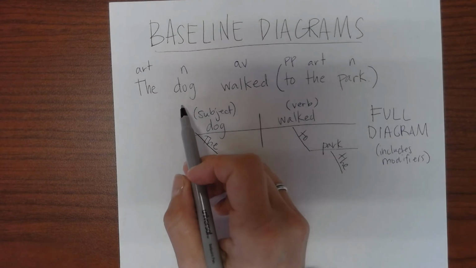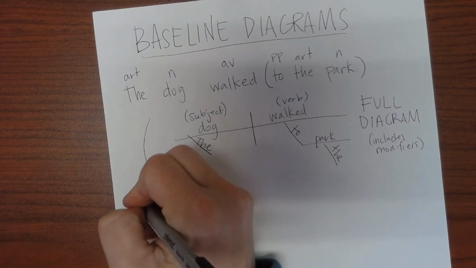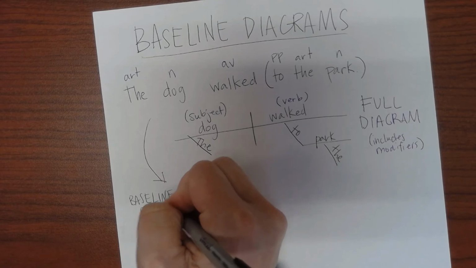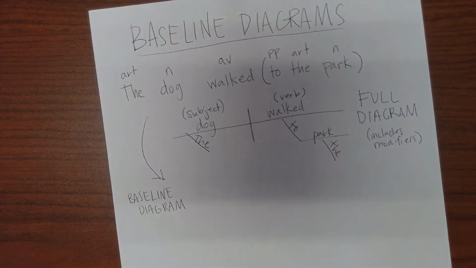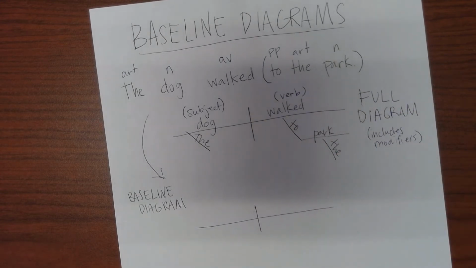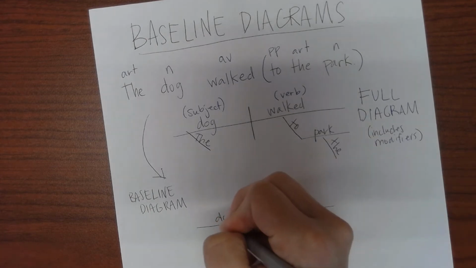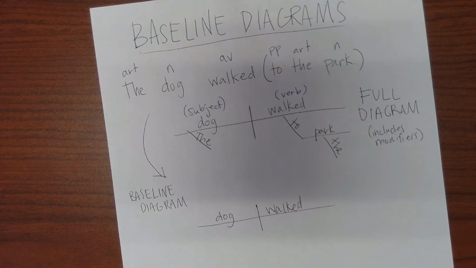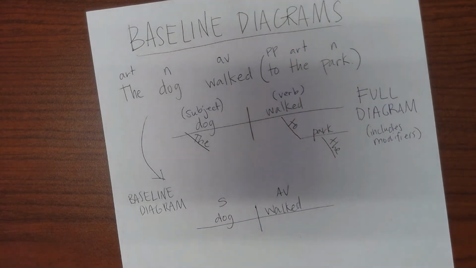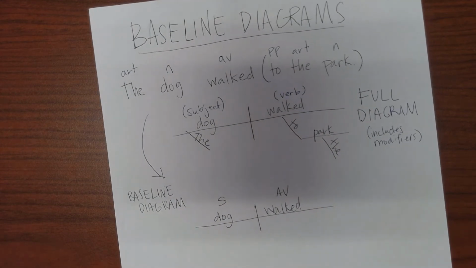So let's use this same sentence here again. The dog walked. A baseline diagram only includes the baseline. So, basically it means no modifiers. A baseline diagram for this same sentence would be dog and walked, the most important parts of that sentence, the subject and the action verb. Okay? So, for any of the ones that you don't have to do a full diagram for, you must do a baseline diagram for.